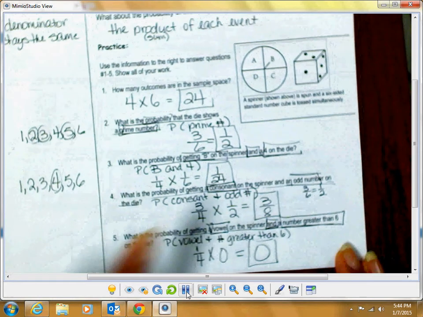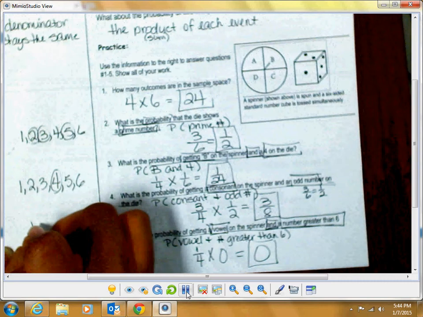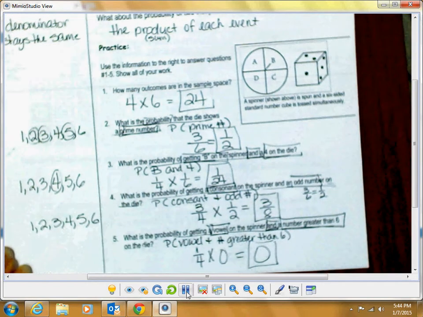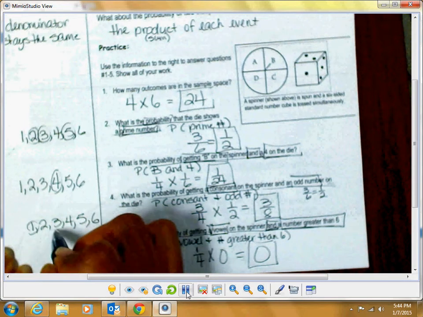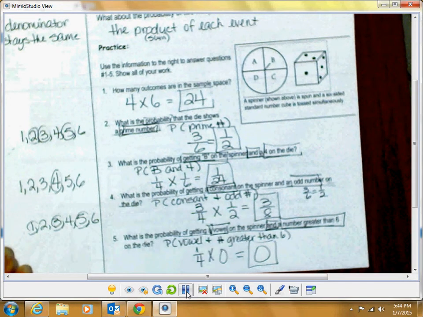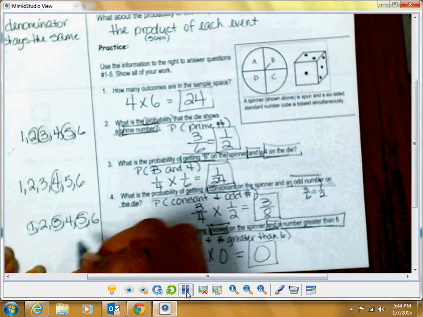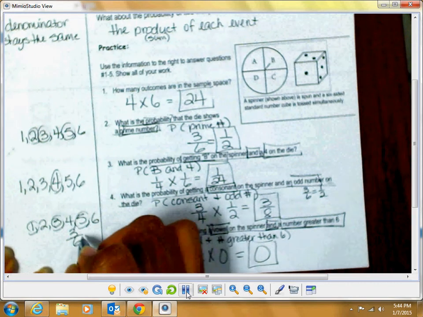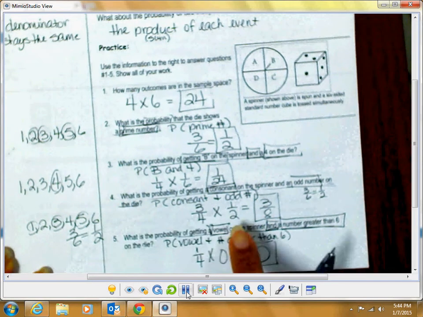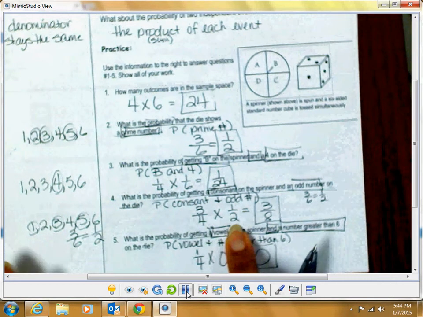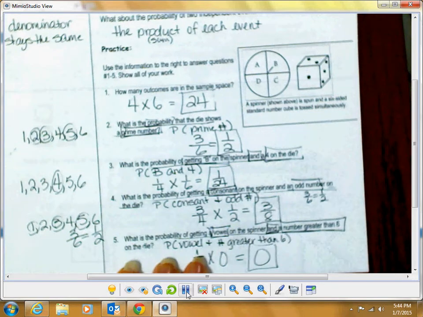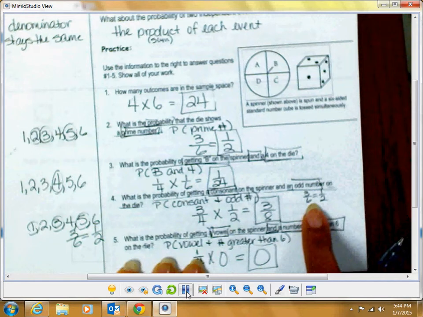Now, odd number, go back and look at your sample space. 1, 2, 3, 4, 5, 6 on your die. And your odd numbers are 1, 3, and 5. So therefore, we have 3 out of 6 that are odd, which simplifies to 1/2. So that's why I have 1/2 written here. So the 3/4 times 1/2 gives you 3/8. And notice I even wrote it down right there as well.